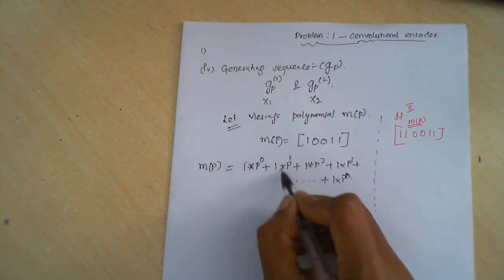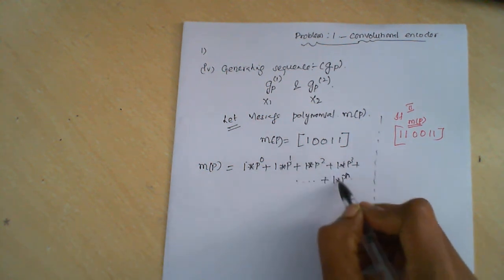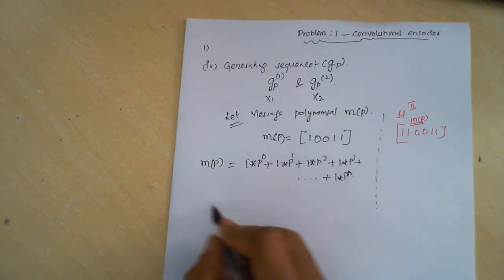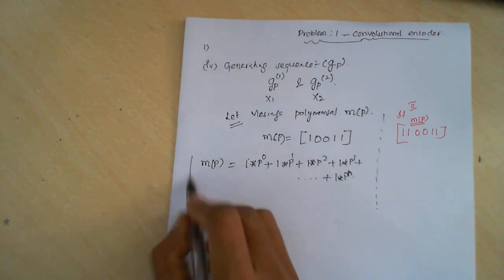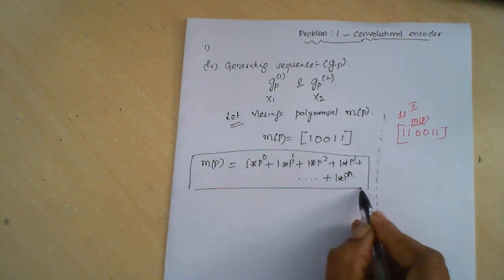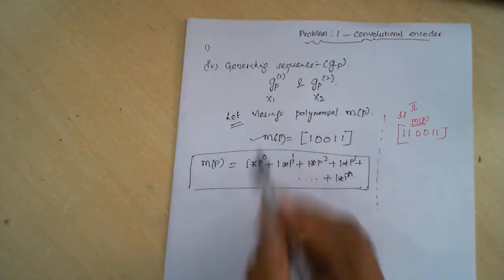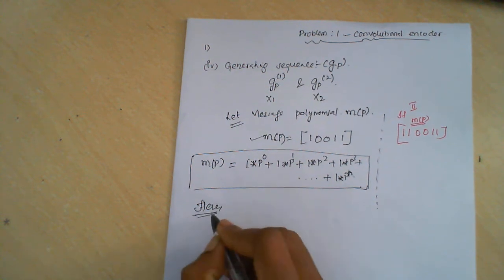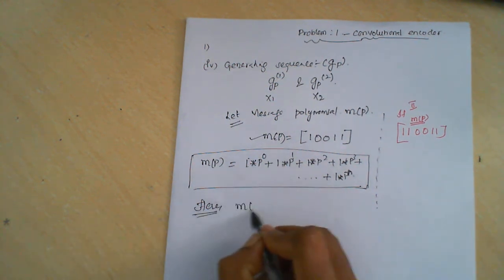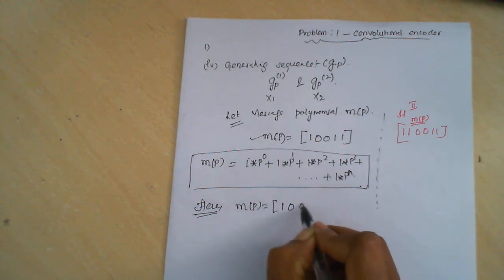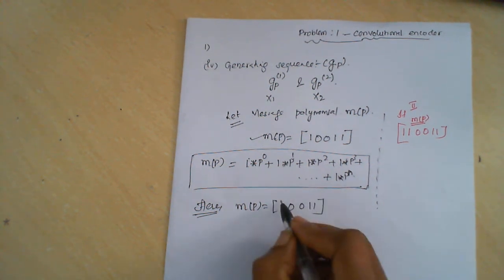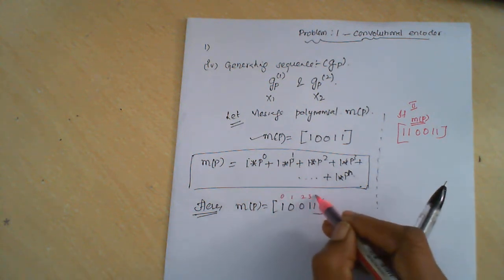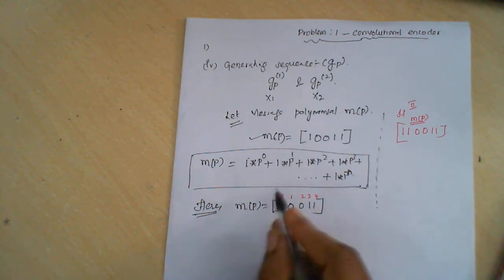It multiplies with the sequence of a polynomial, whether it is ones or zeros, and then we can modify it accordingly. So this is the general case. Considering this message polynomial, I am specifying it here. The message polynomial m of p is nothing but 10011. Here, if you want, you can specify the positions: 0, 1, 2, 3, 4th position. So this is the position range.